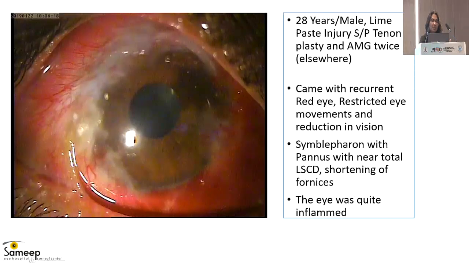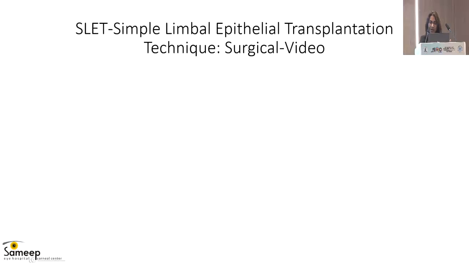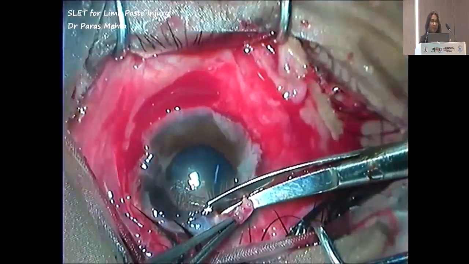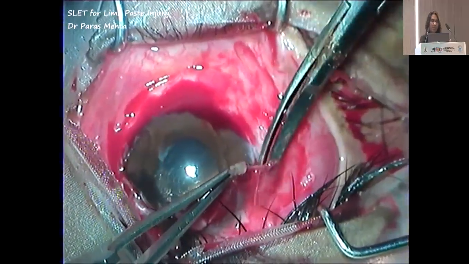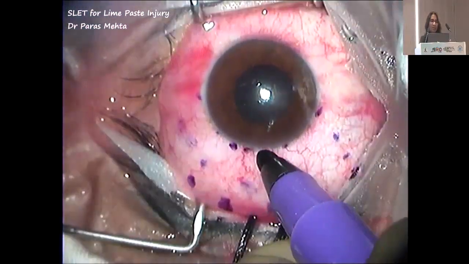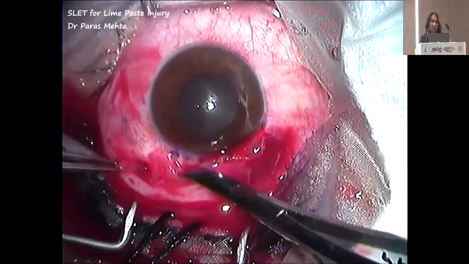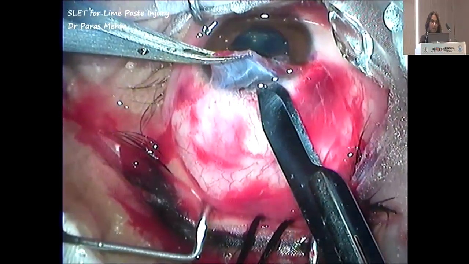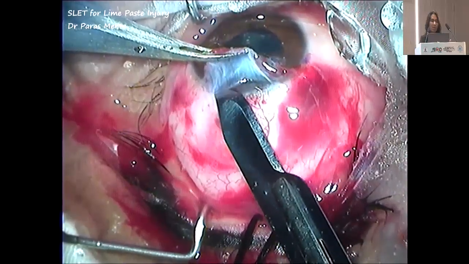As you can see, the lid is attached to the cornea or the globe. Symblepharon with pannus with near total limbal stem cell deficiency, shortening of the fornices, and the eye was quite inflamed. After controlling the inflammation, we went ahead to do a SLET and conjunctival grafts on both sides. Almost 360-degree conjunctival grafts from the fellow eye were taken. Both the grafts were taken from the superior part, as you can see here.